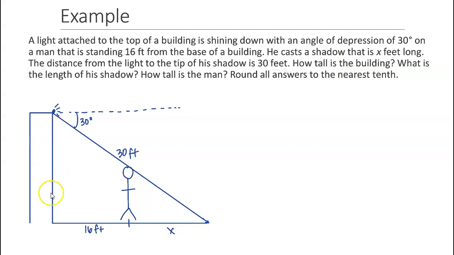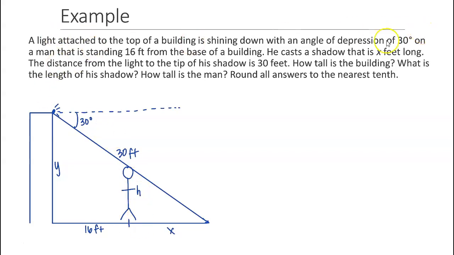Now we're being asked, how tall is the building? So let's give that a variable name. We already have X. How about we call it Y? How tall is the building? What is the length of his shadow? Well, that already has a variable name X. This is the shadow. And how tall is the man? So we're being asked multiple questions. Let's say that's H for height of the man.